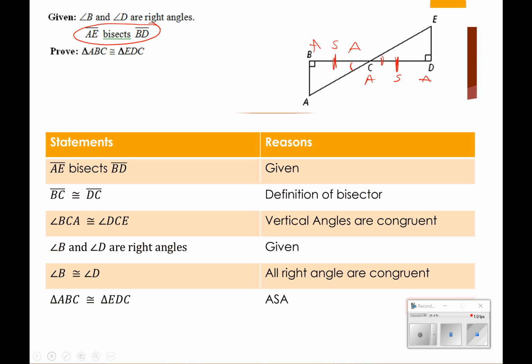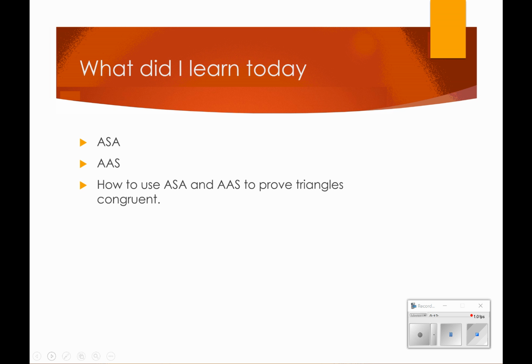Okay, so now that we've done lots of proofs for this year, we're going to start stepping it up so that you've got to do them all on your own. So you've got to be reviewing your theorems and postulates. Today I have talked about angle, side, angle, and angle, angle, side, and how to use them to prove that two triangles are congruent.